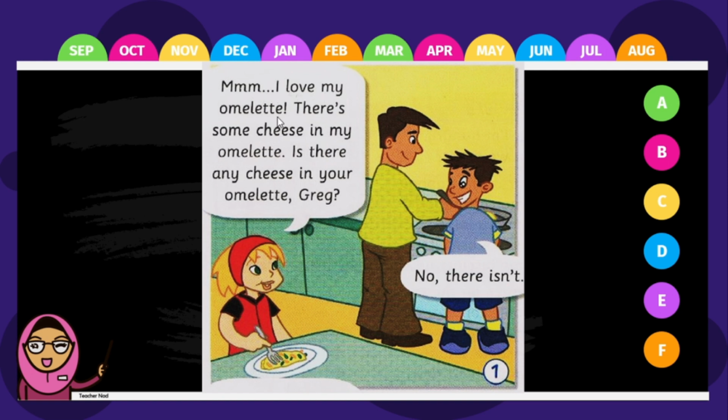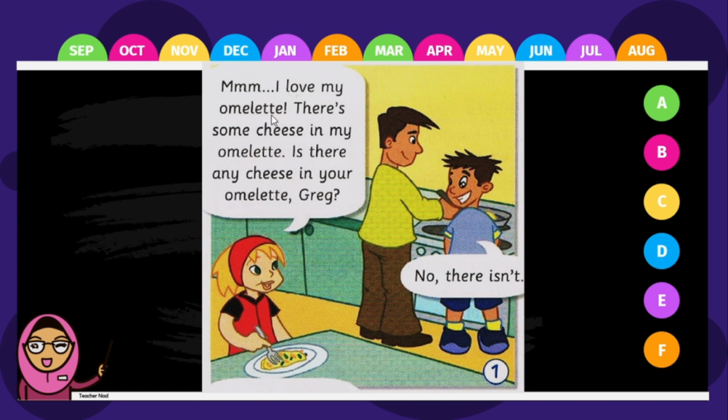I love my omelette. There's some cheese in my omelette. Is there any cheese in your omelette, Greg? No, there isn't. Okay, now we read this together.